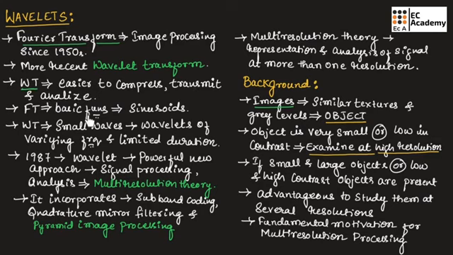In Fourier transform, the basis functions are sinusoids, and in wavelet transform, they are small waves known as wavelets of varying frequency and limited duration.